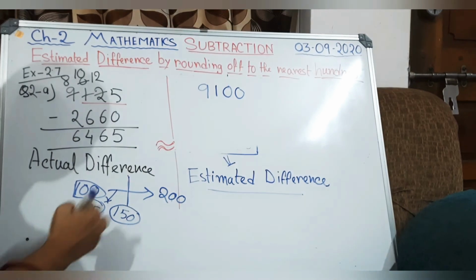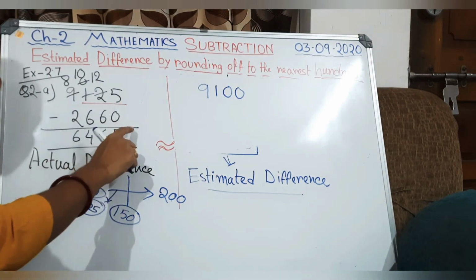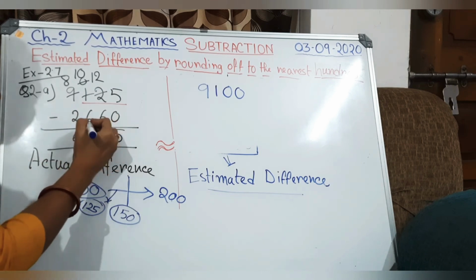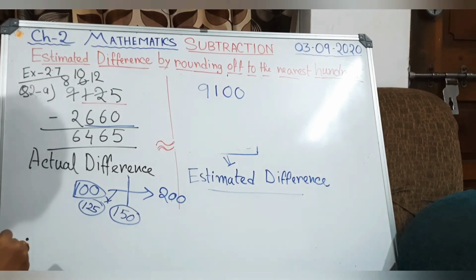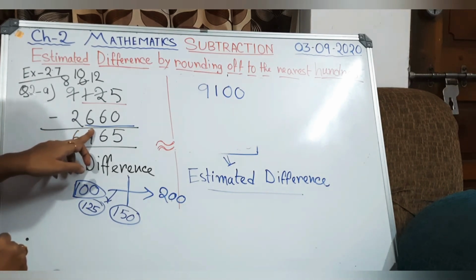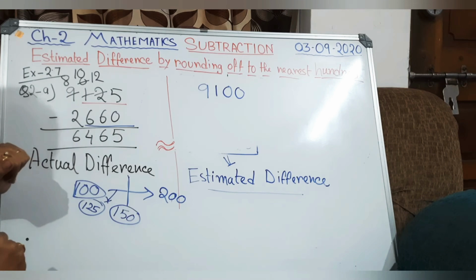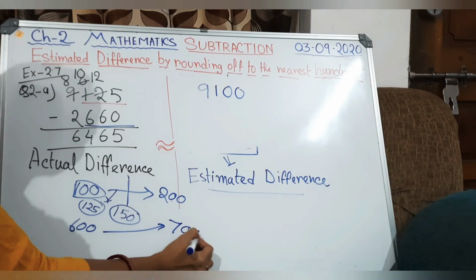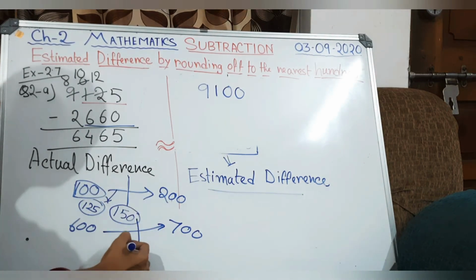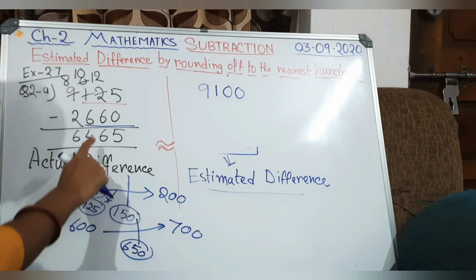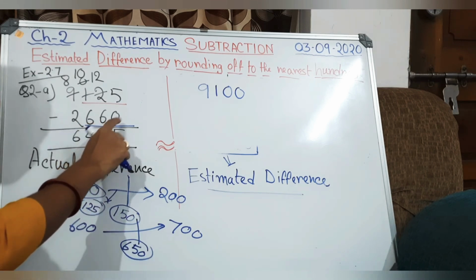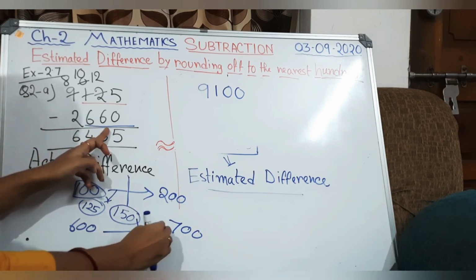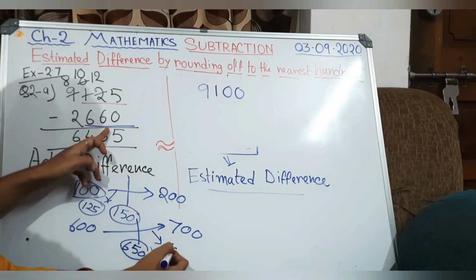Okay. And now come to the second number, that is 2660. So from here I need to change it. It is 660. So this number scale is starting from 600 and its last limit is 700. And in between 650 comes. But this number is given as 660. This is greater than 650. So this number will be placed on this side, that is 660.